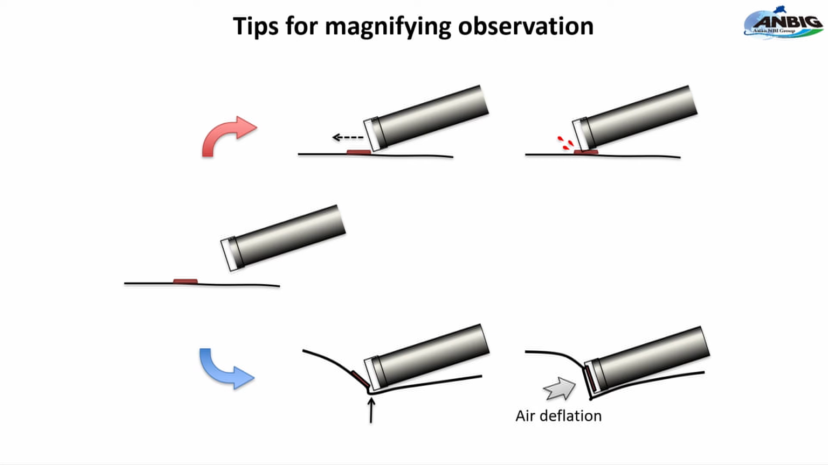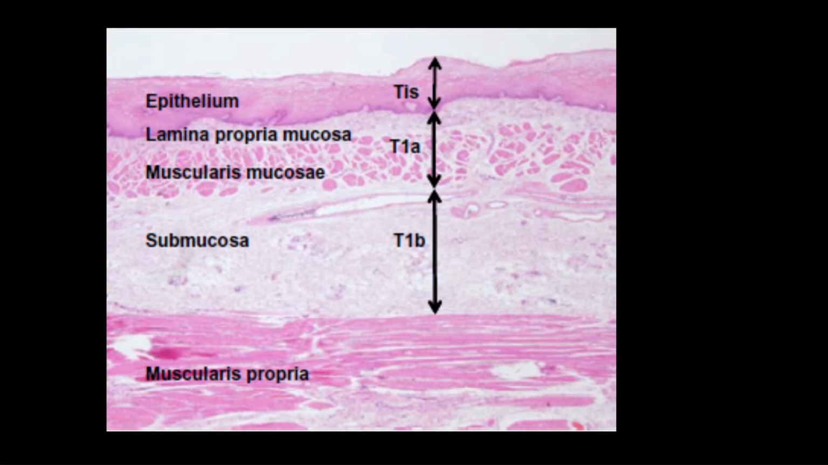Okay? Next slide. The other thing is to again go back to your histology and know what your levels are. You have the epithelium, the lamina propria, muscularis mucosae, submucosa, and muscularis propria, and of course the serosa down there. What we can see when you do an EUS is all these layers.